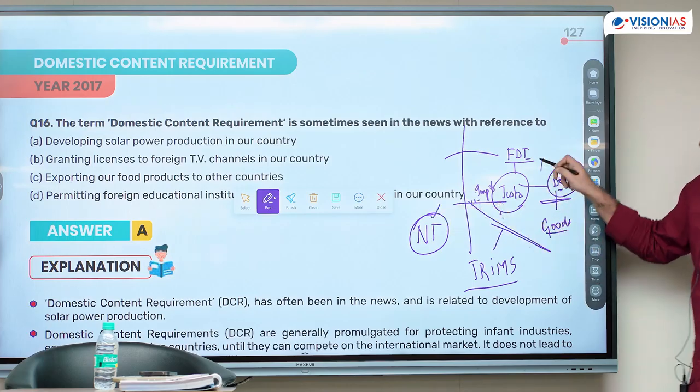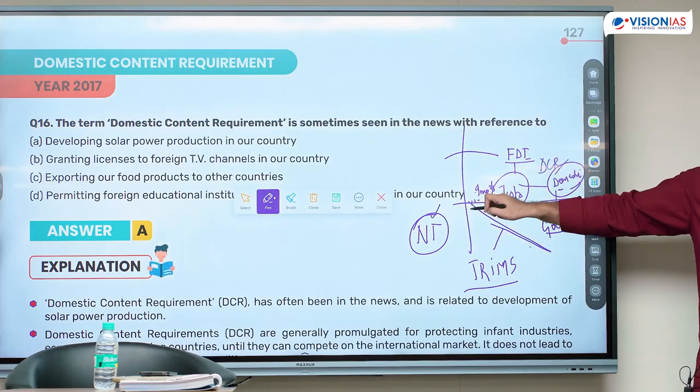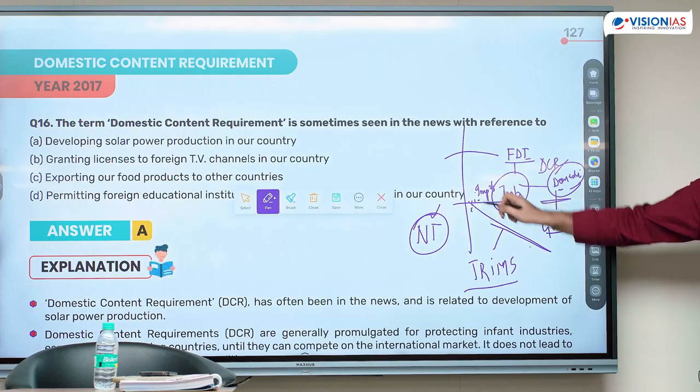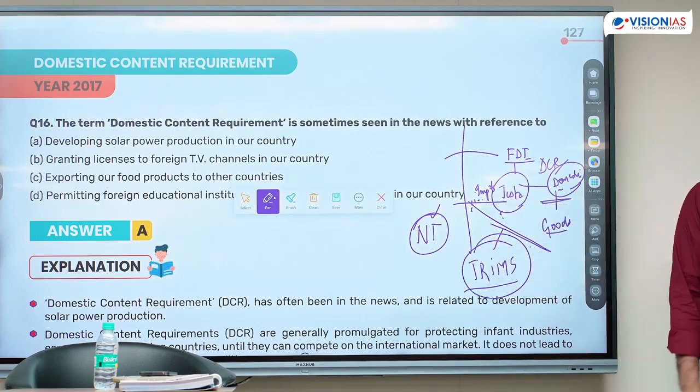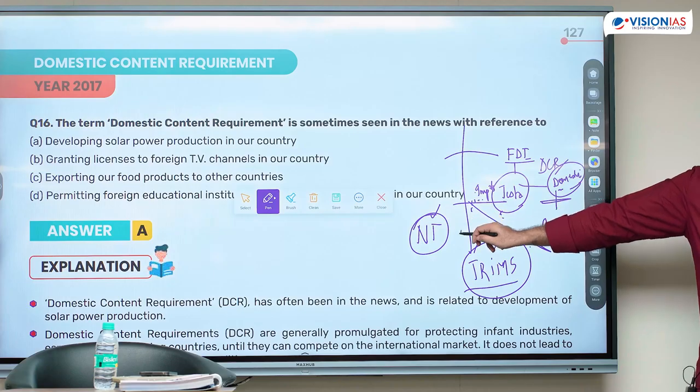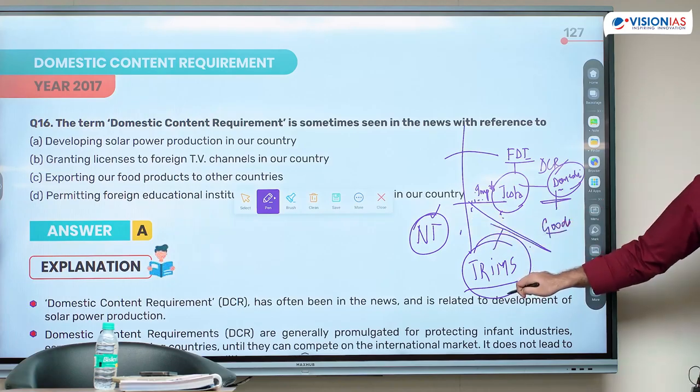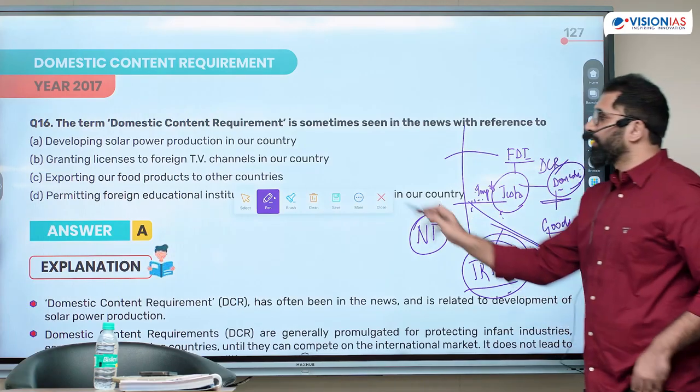But when I have a domestic content requirement, am I discriminating against the imports? This is violated under TRIMS. The national treatment principle is what they have given under TRIMS. This is what is domestic content requirement.